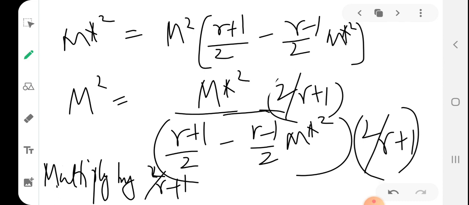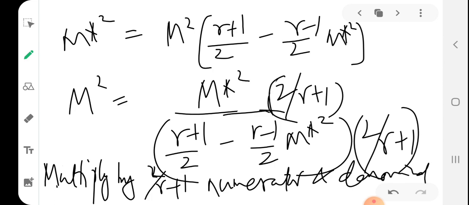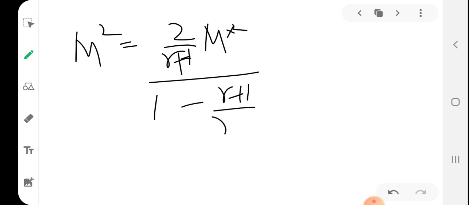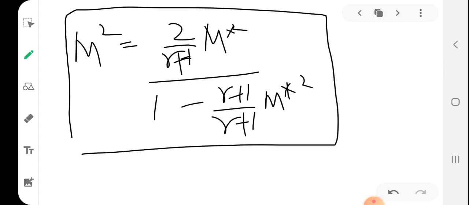Multiply by 2 on both the numerator and denominator. So that's what happened. We get 2 by gamma plus 1 M star square by 1 minus gamma minus 1 by gamma plus 1 M star square. Okay, so this is the relation between Mach and Mach star square.